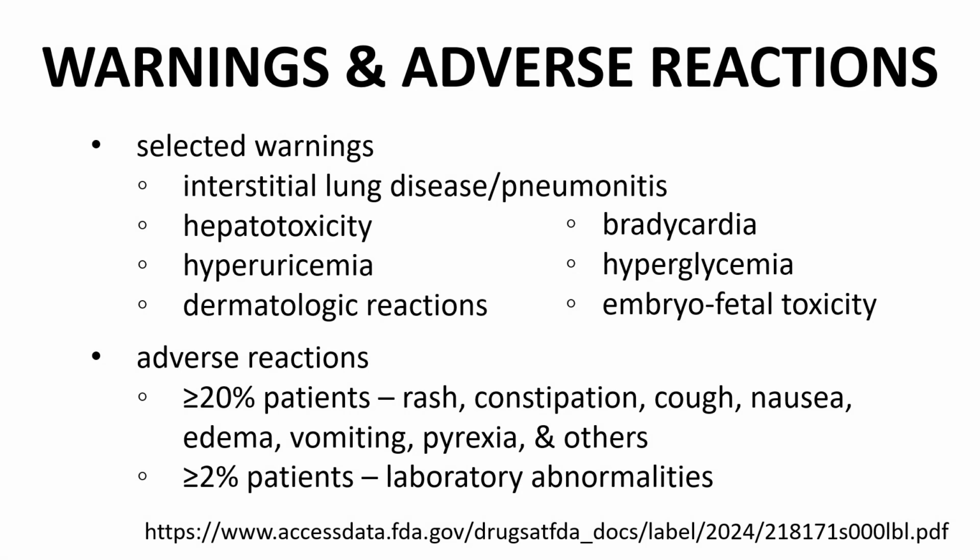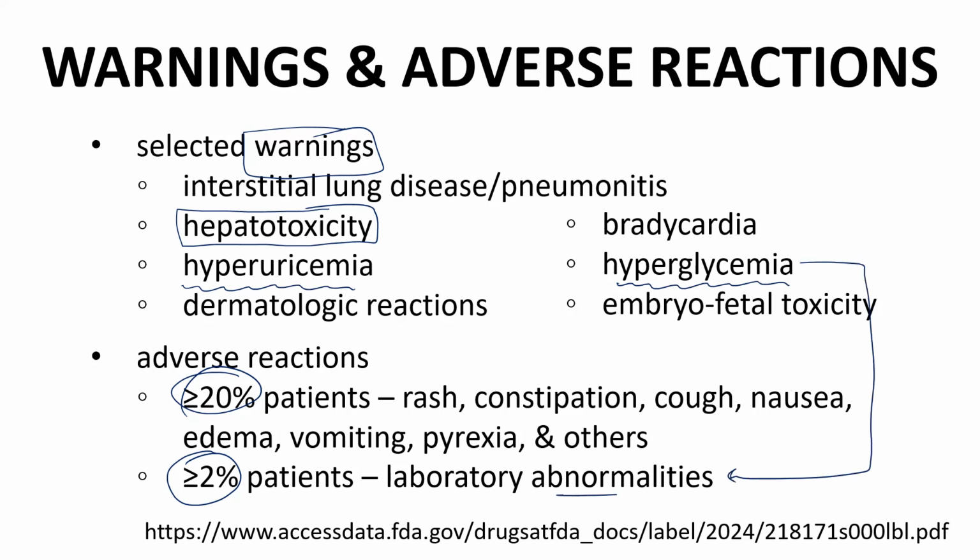Most oncology drugs carry serious risks, and Ensacove is no exception. Some of the warnings are listed here. For adverse reactions, at least 20% of patients experienced rash, nausea, vomiting, fever, and other reactions. At least 2% of patients showed laboratory abnormalities, with very many listed in the prescribing information. Some of the abnormalities align with the warnings, such as elevated liver enzymes in the blood, which you might expect in cases of liver toxicity. High uric acid levels and high blood glucose levels are also examples of toxicity that are identified through laboratory abnormalities.